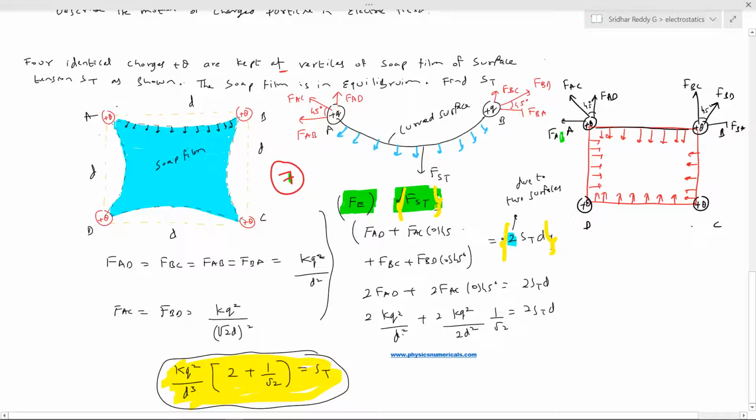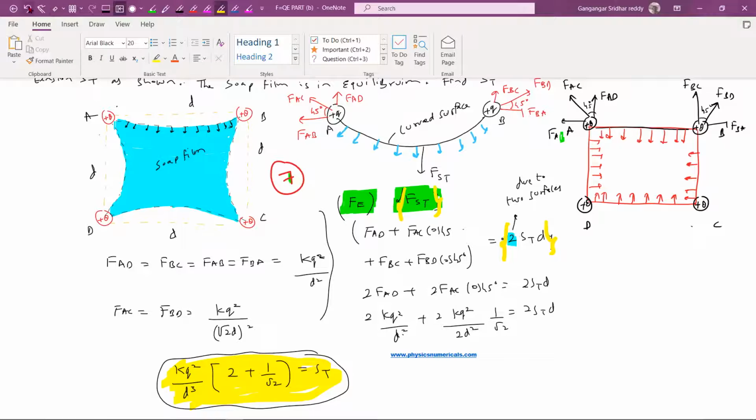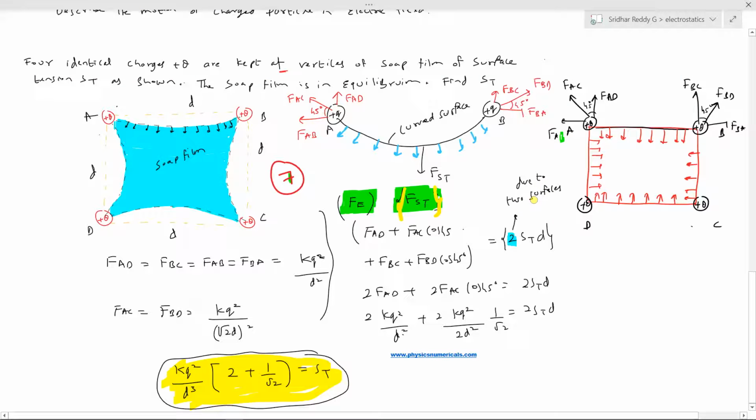What is the force due to surface tension? 2 times STD. Why 2? Because there are 2 surfaces, the one you are seeing and the other one below. The film will have 2 surfaces. That's why this 2 is there.